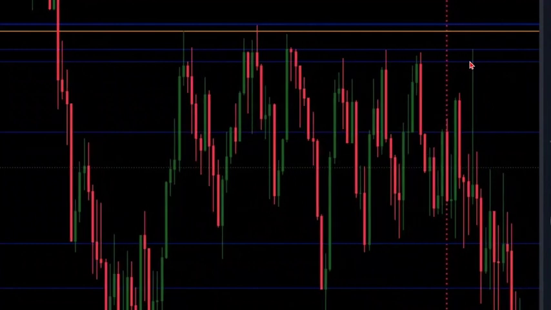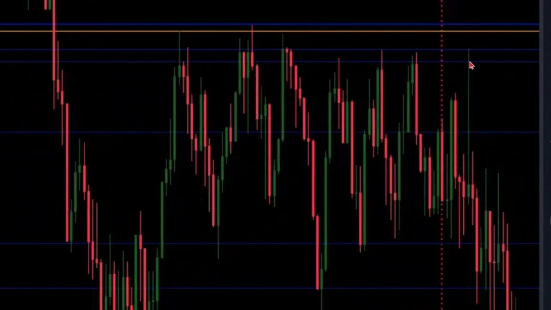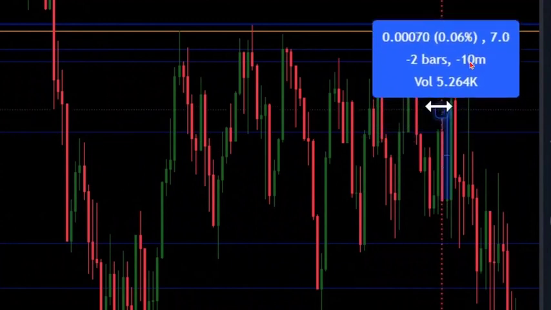How many points is that? Can you get the measuring tool? See how many points that is? Go all the way to the left to where we got in at. On the green candle right there. On the green wick right there. Now go to the left. Right there. Now can you measure it all the way to the top and see how many points that was?